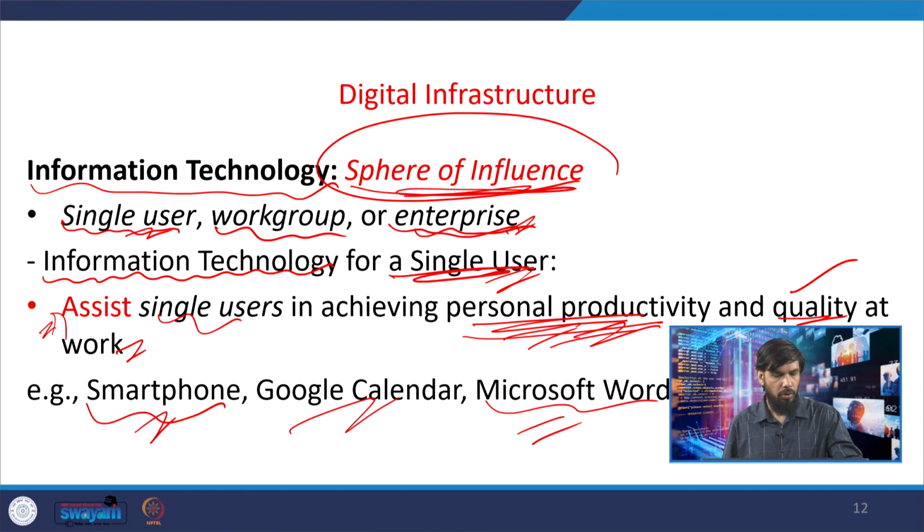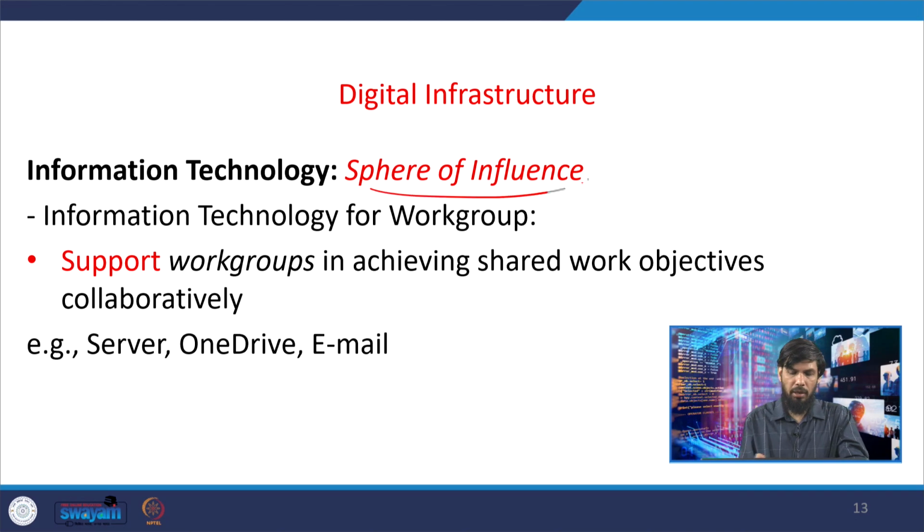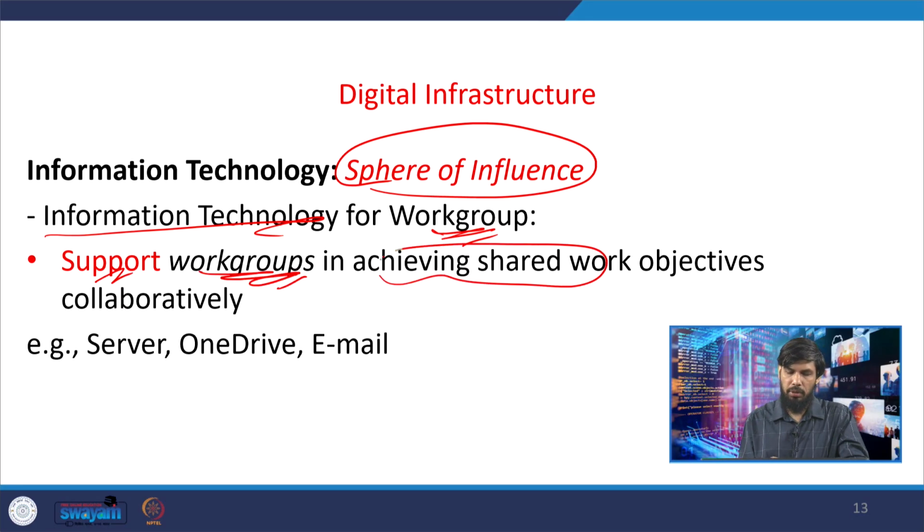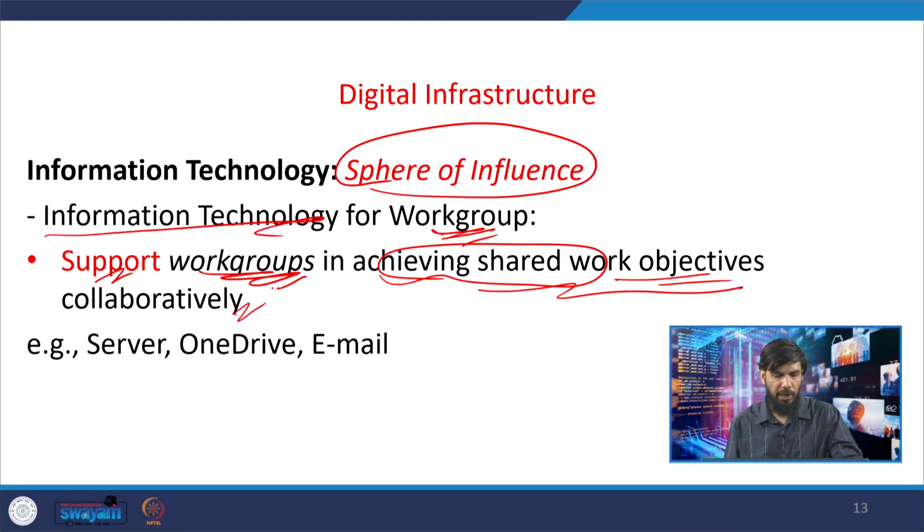So, moving on, the second sphere of influence that we can talk about is information technology for work group, right. What happens in this case, some application software can support work groups in achieving shared work objectives. So, the work group might be working for some business process, some business activity for an organization. So, we are talking about the information technology, the hardware and software which will be supporting this shared work objective, which might be happening collaboratively, right.